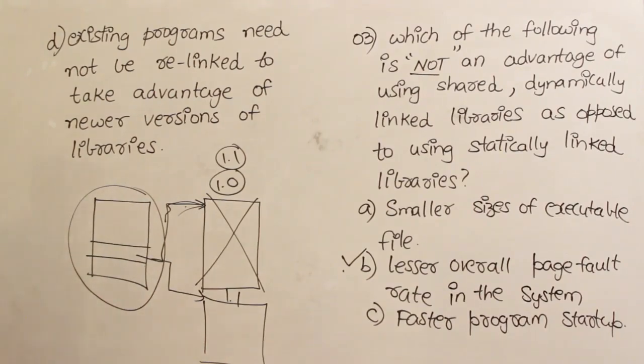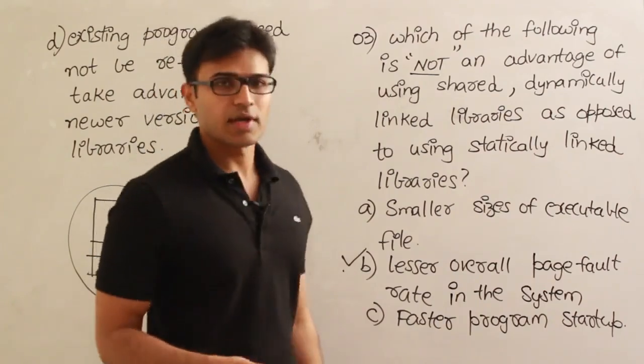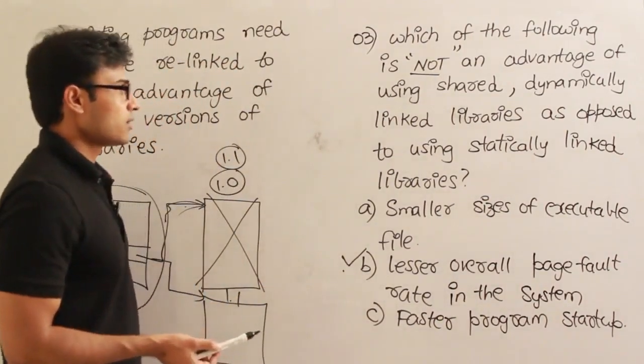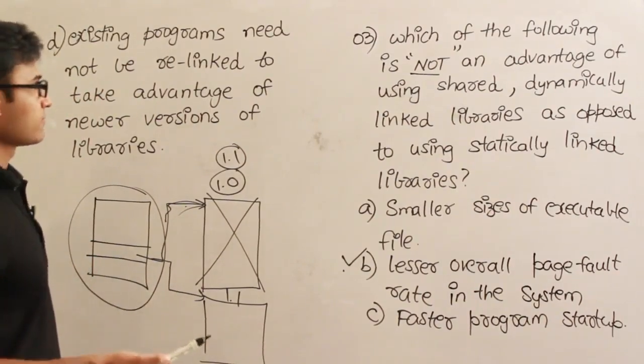So the only thing which is not an advantage is this: lesser overall page fault, which is false. Actually page faults might increase. Got it? So this is about the linker, the advantage of dynamic linking. Okay, fine.